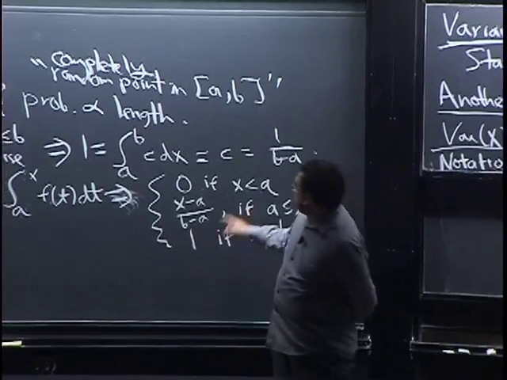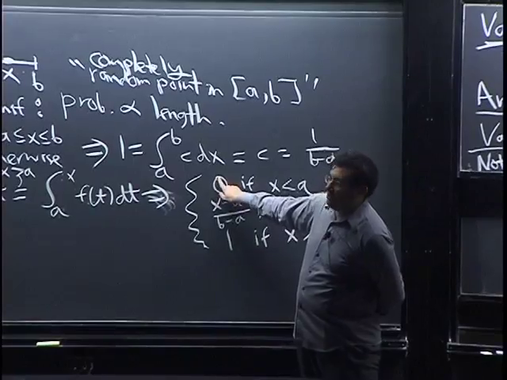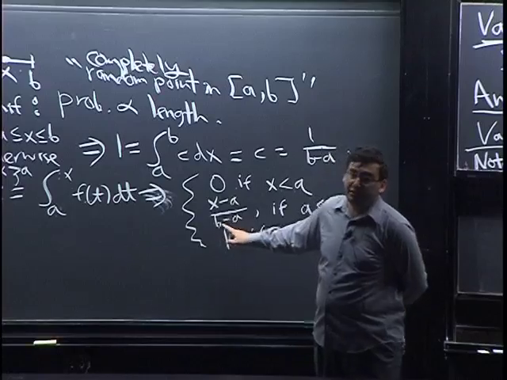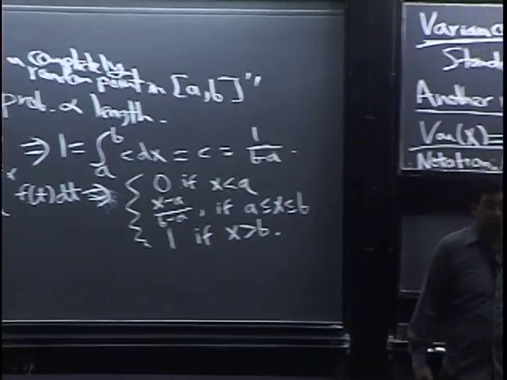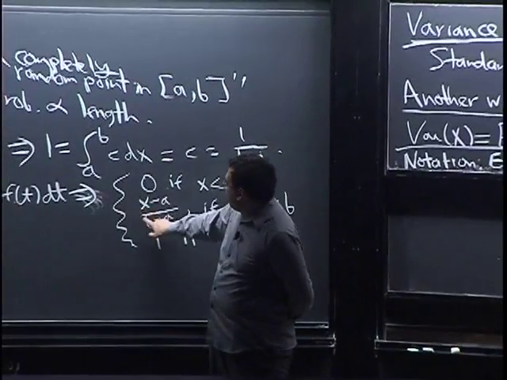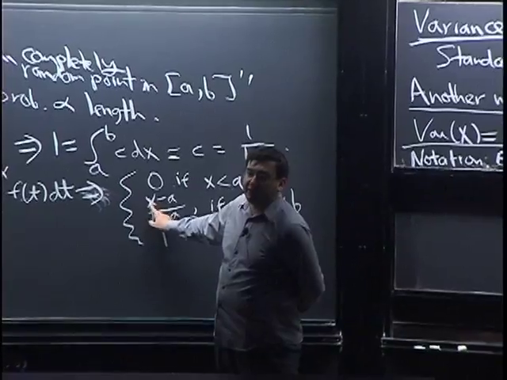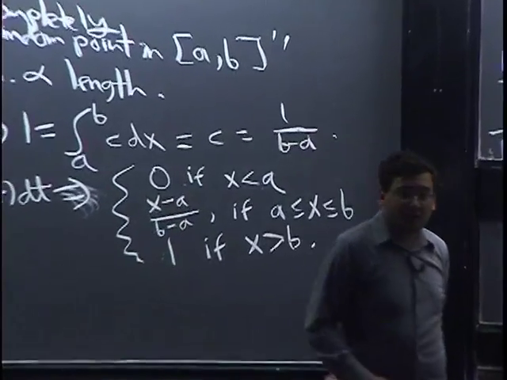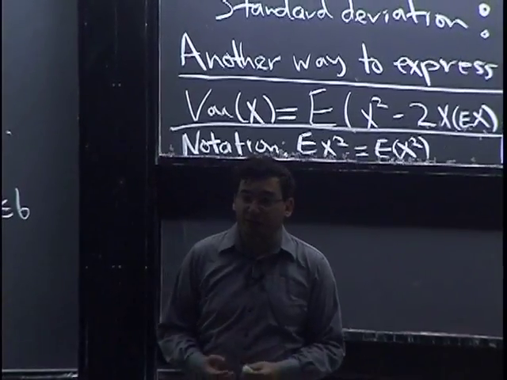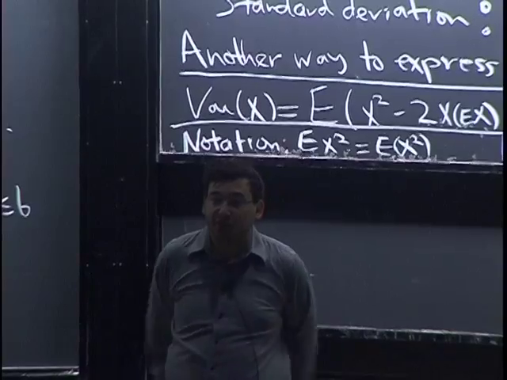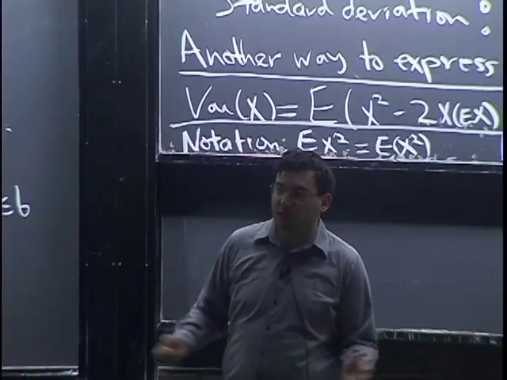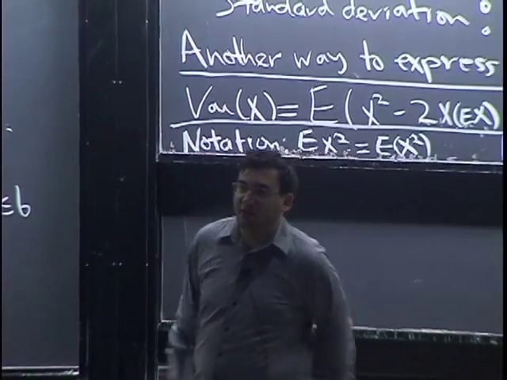And notice this makes sense because if we let x equal a here, it reduces down to 0, and if we let x equal b, it reduces to 1. So this is a continuous function. Intuitively, this is a linear function of x, right? So it's saying that as you increase x, the probability is increasing linearly, which makes sense because you're accumulating more and more stuff, right?